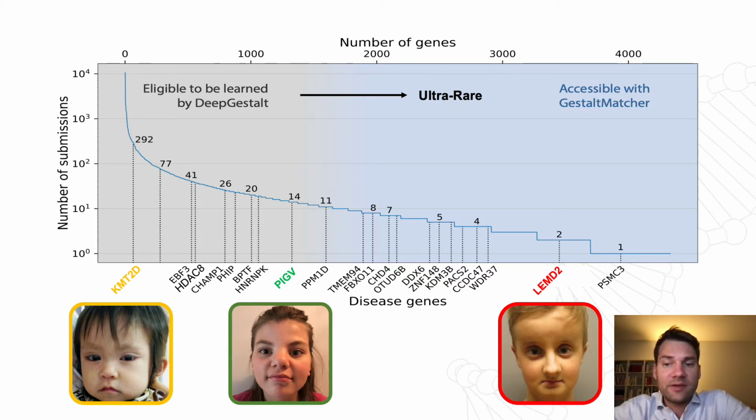We can therefore take ClinVar submissions as a proxy for prevalence and state that Deep Gestalt does not support ultra-rare disorders. This certainly is a big issue, as most of the syndromes we now know are ultra-rare. Thus, our motivation is clear. We need an AI that can match a characteristic phenotype, even if there is just a second patient of its kind.